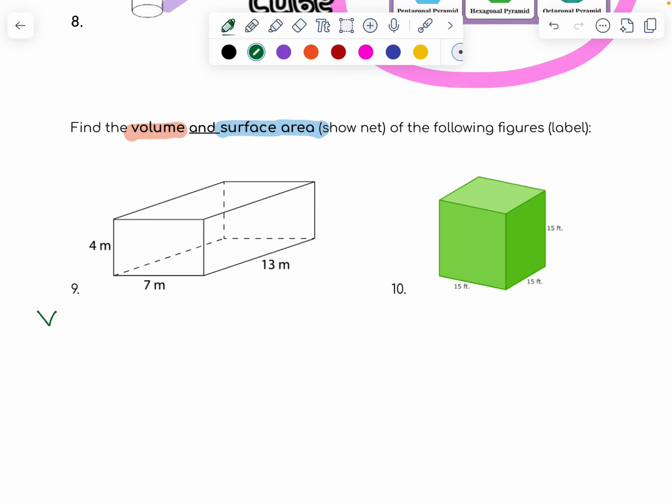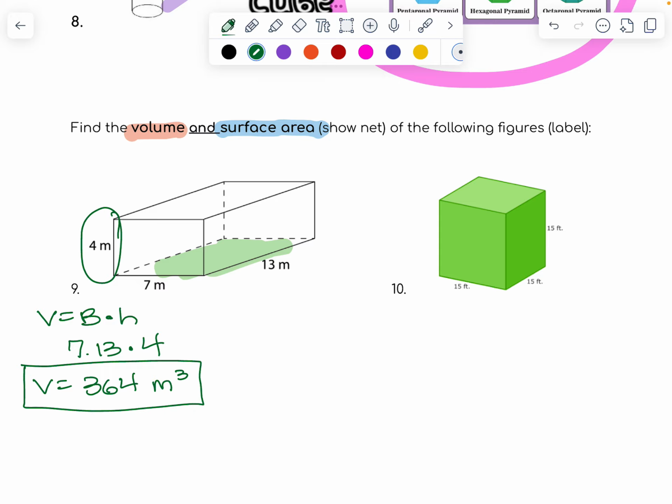All right, volume. Volume is always the area of the base times the height. Okay, so I might use this one as my base. The area is 7 times 13. The height is how tall or wide it is. There you go. Just multiply all the numbers. Volume equals 364. Label it meters, and this is 3D, so it's cubed. Okay? It's not bad.